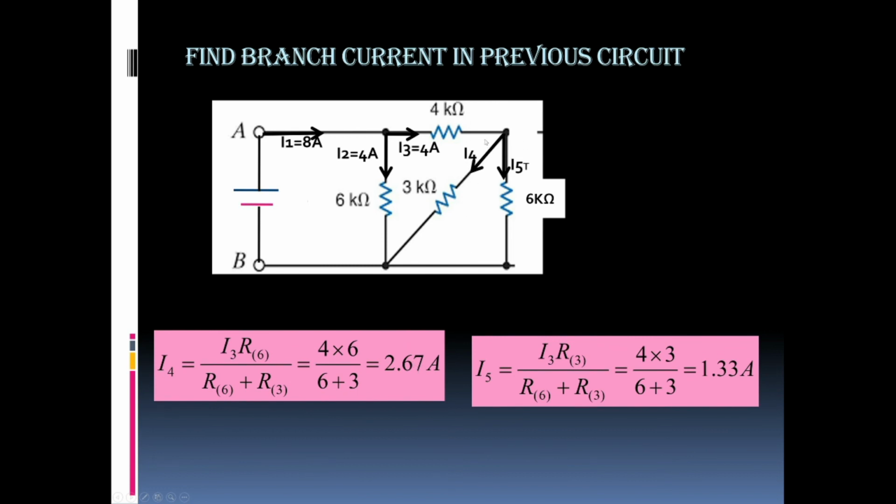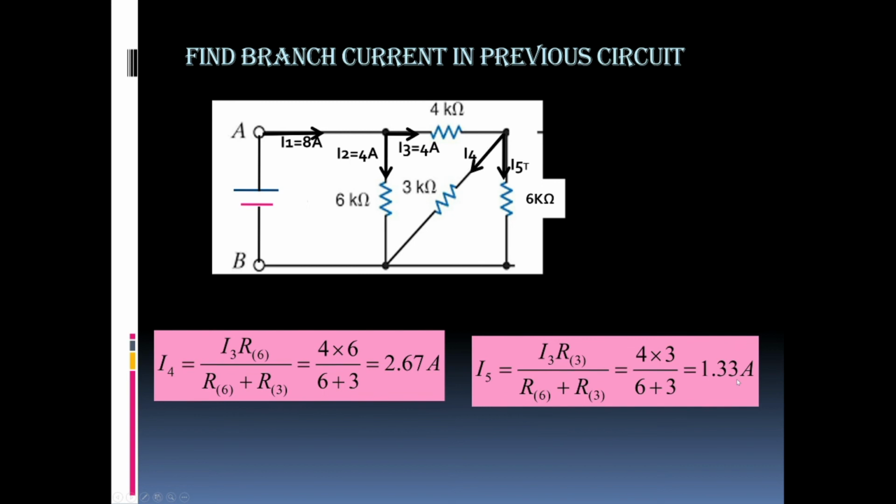From that you can find the current through I5 by just subtracting that from the total current here. So it will be 4 ampere minus 2.67 ampere, and it will give you the answer for I5. Or you can use the current divider theorem again for I5. I5 is equal to the current flowing there, which is 4 ampere, into the resistance of the other branch, which is 3 kilo ohm, divided by the sum of resistance, that is 3 kilo ohm plus 6 kilo ohm. That will give you the answer 1.33 ampere.